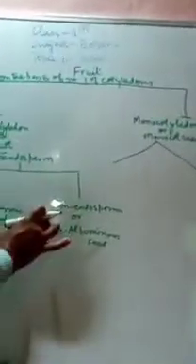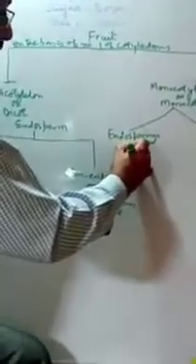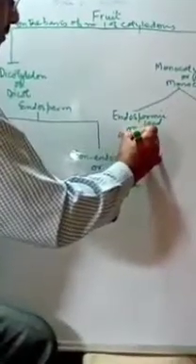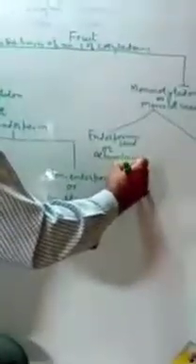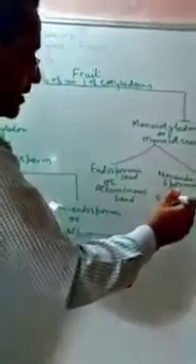If the endosperm is present, then it is called endospermic seed, or we can say albuminous seed. Second, if it is absent, then it is called non-endospermic, or we can say ex-albuminous or non-albuminous seed.